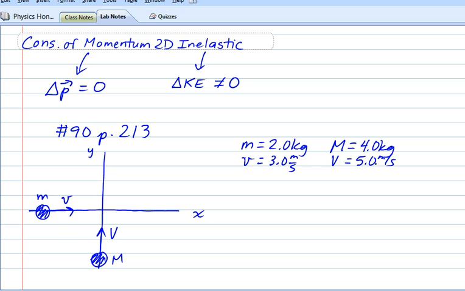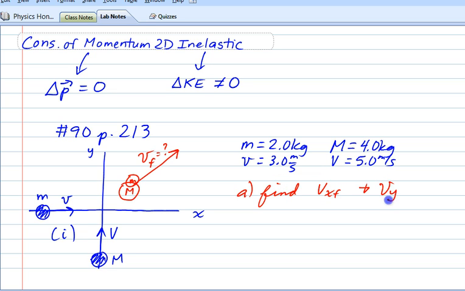So this is a picture of the before, and then if I do it in a different color, what happens is they collide at the origin and they kind of stick together. So you have big M and little m, and they move off with a speed of, well, we don't know. We'll call that v final. And so it's an inelastic collision, and we need to determine the components of the velocity. So we want to find vx final and vy final. And then we also need to determine the angle.